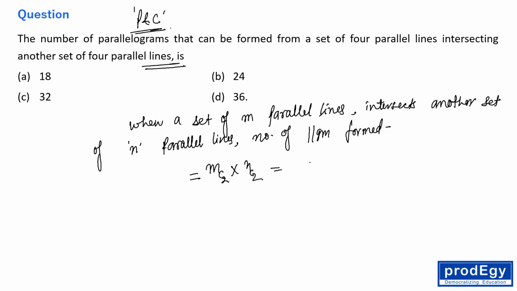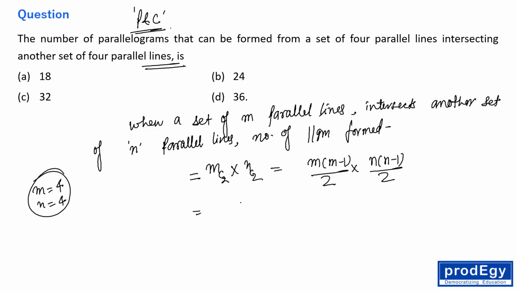Fine. What is mC2? It is m into m minus 1 divided by 2. nC2 is what? n into n minus 1 divided by 2, right? So in this question, m is given as 4 and n is also given as 4. So this is 4 into 3 by 2 into 4 into 3 by 2, right? So this is 12 by 2 is 6 and 6, so this is 36. So the answer is 36. All right, everyone, the answer is 36.